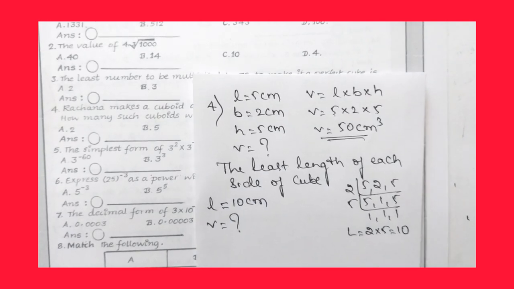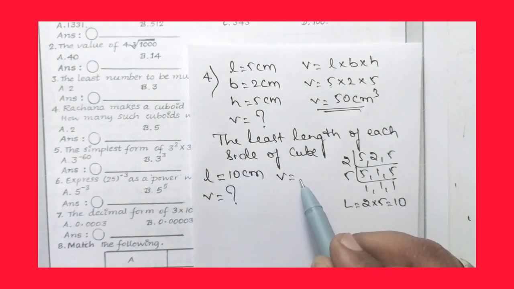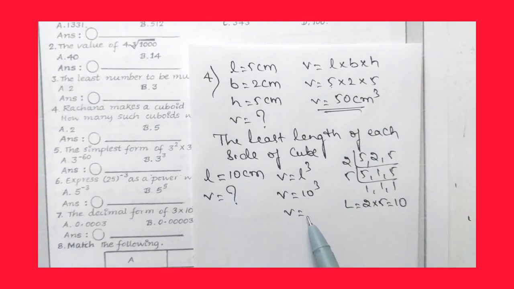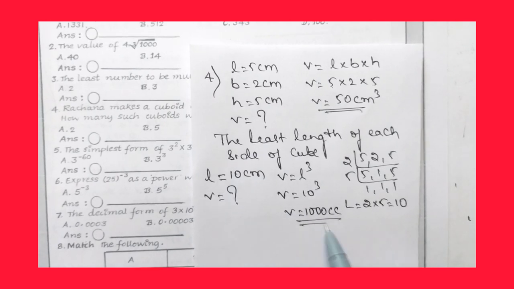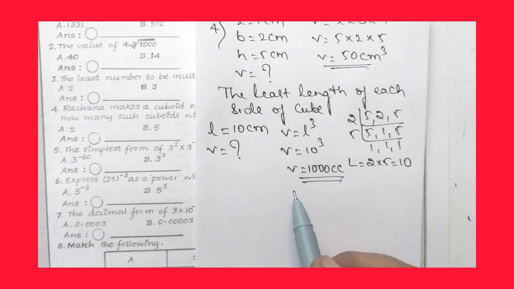Now, using this, you find out the volume of the cube. Volume of cube is equal to L cube. Volume is equal to 10 cube. Therefore, volume is equal to 10 tens are 100, 100 tens are 1000. So 1000 cubic centimeter is the volume of the cube.